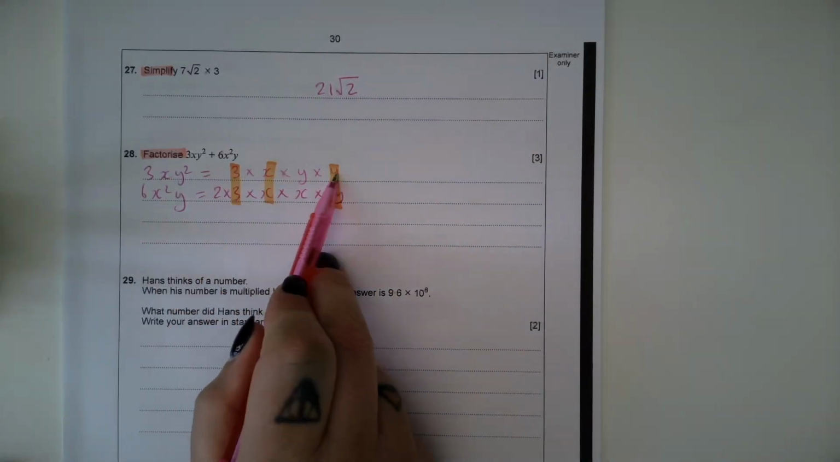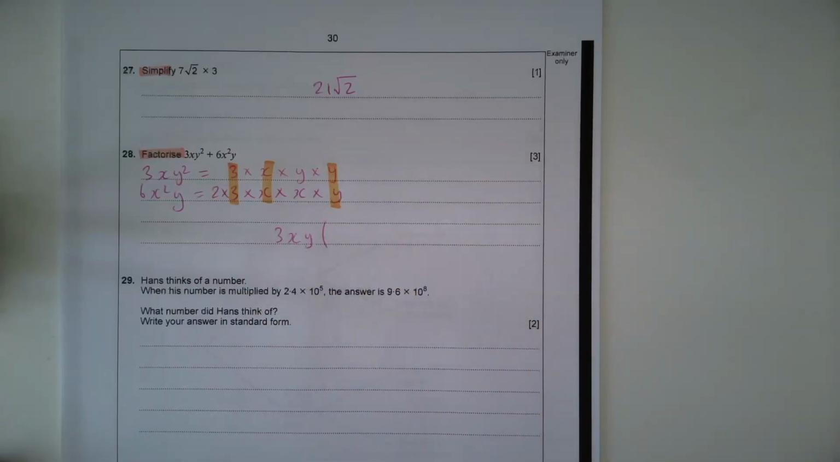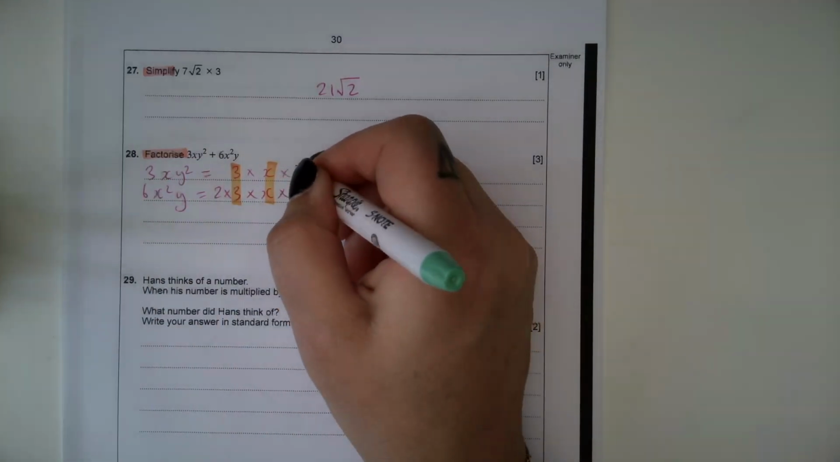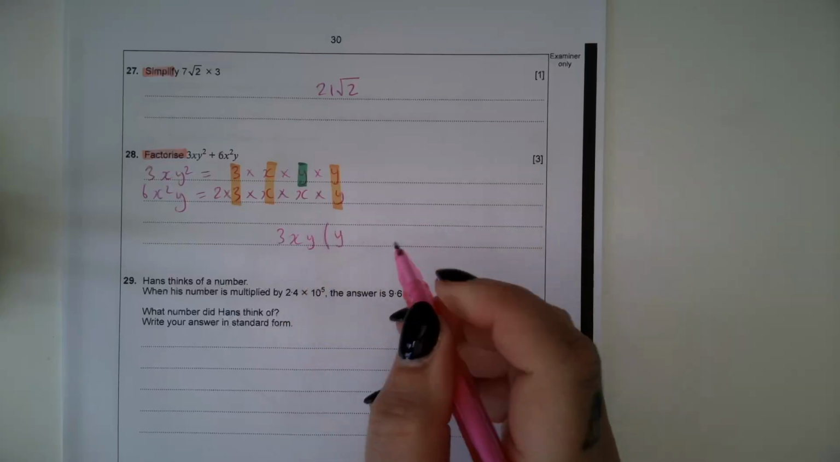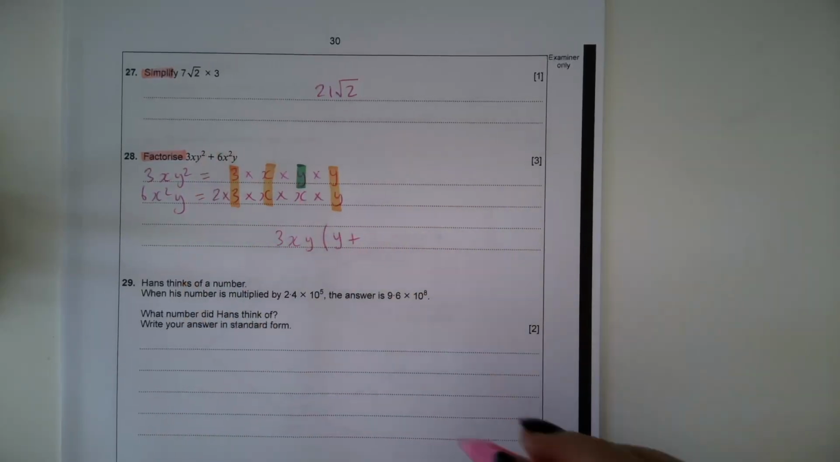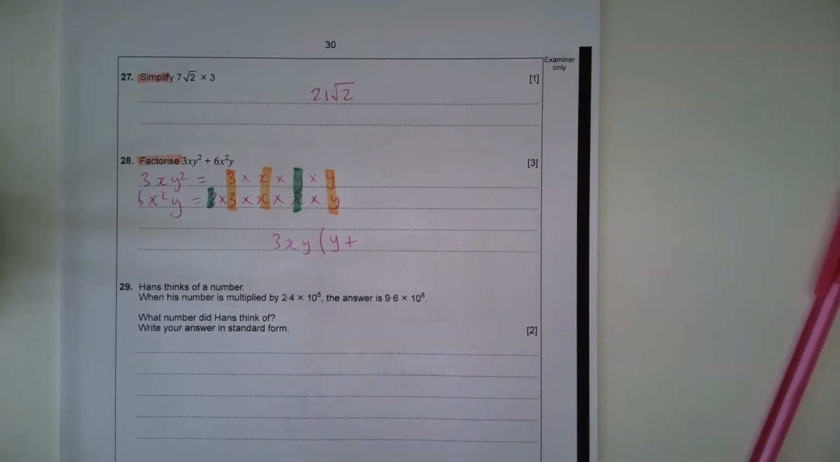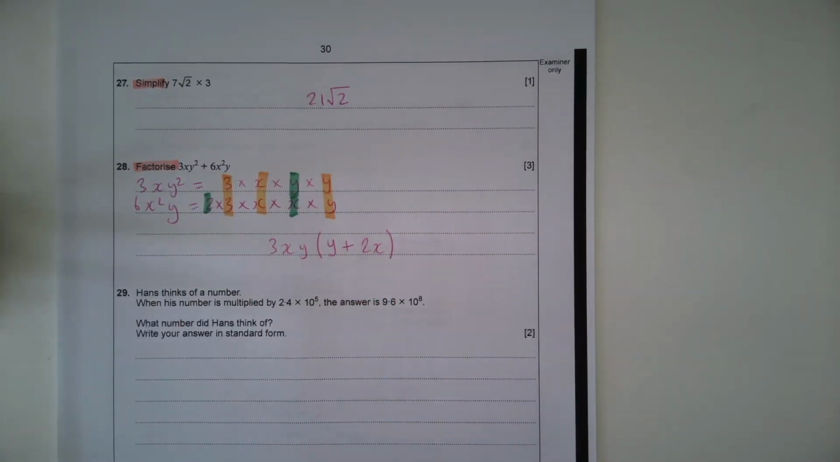So 3xy is our highest common factor, so we're going to pull that on the outside of the brackets. And then anything that's left with both numbers is what goes on the inside of the brackets. So for 3xy squared, we simply have y left. So we're going to put y in the bracket, plus, and then for 6x squared, we have 2 and x. So we have 2x left, so we're going to put 2x and close the bracket.